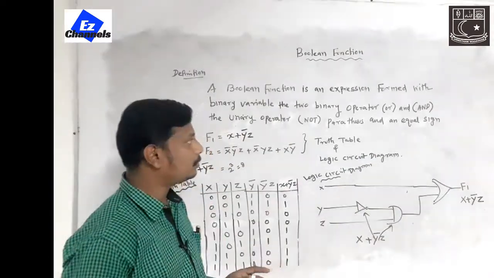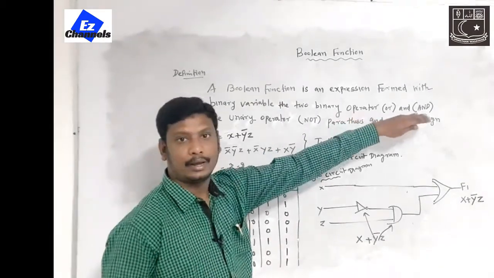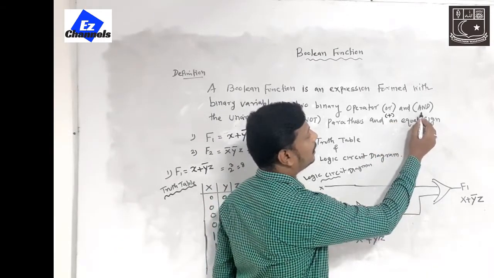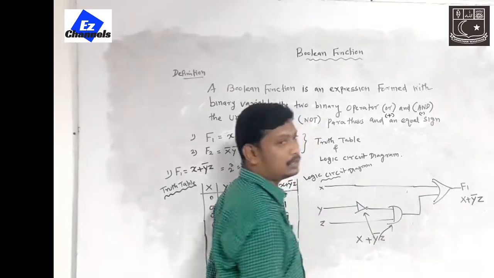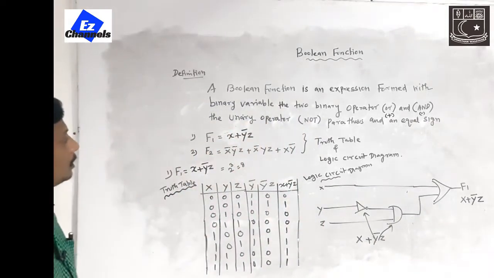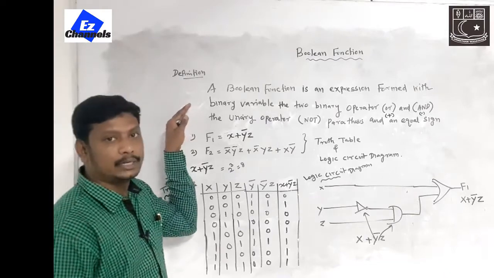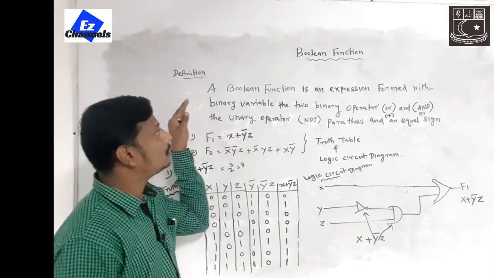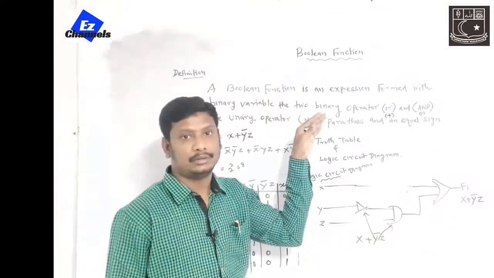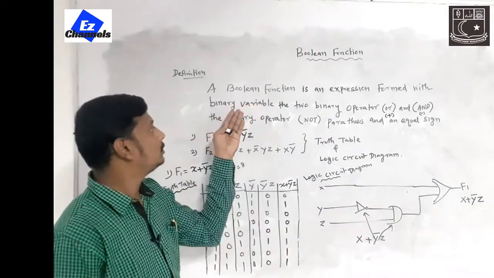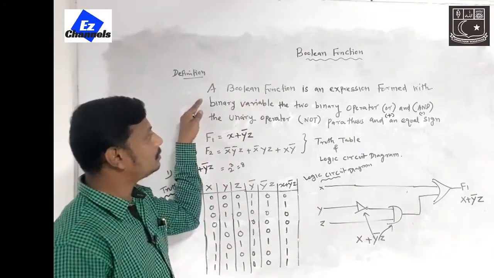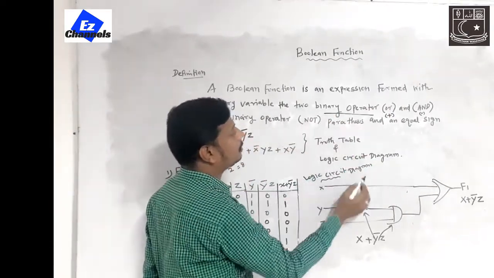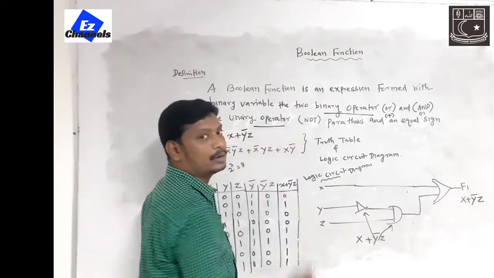The function will use the operators OR and AND. The mathematical symbols are plus for OR and the product, multiplication, for AND. Generally this question will be asked in the 2 marks questions: what is a Boolean function? You can write the sentence: a Boolean function is an expression formed with binary variables, two binary operators, and the unary operator NOT.